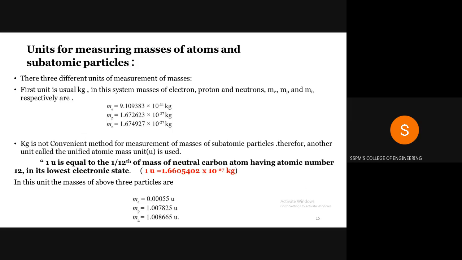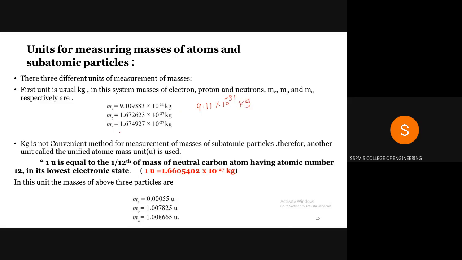There are three different units of measurement of masses. The first one, mass of an electron. First unit is usually kg. In this system, the masses of electron, proton, neutron are as follows. Mass of electron is 9.11 into 10 raised to minus 31 kg.